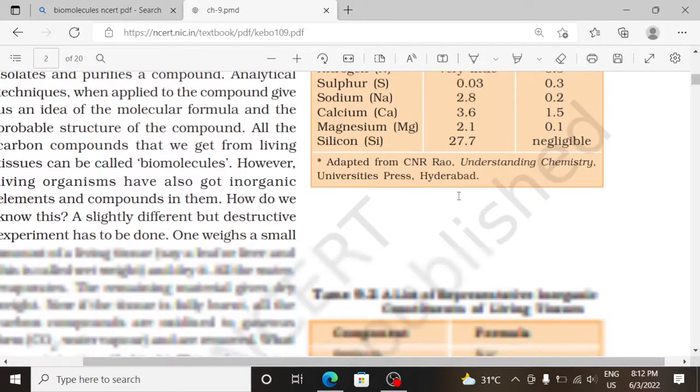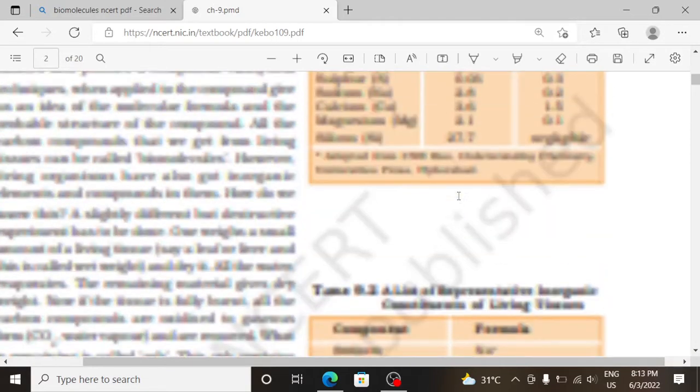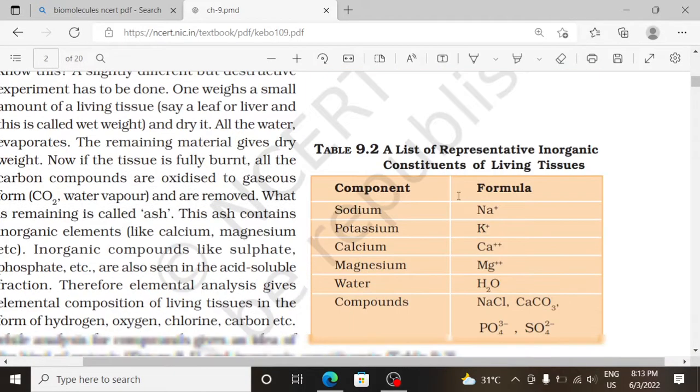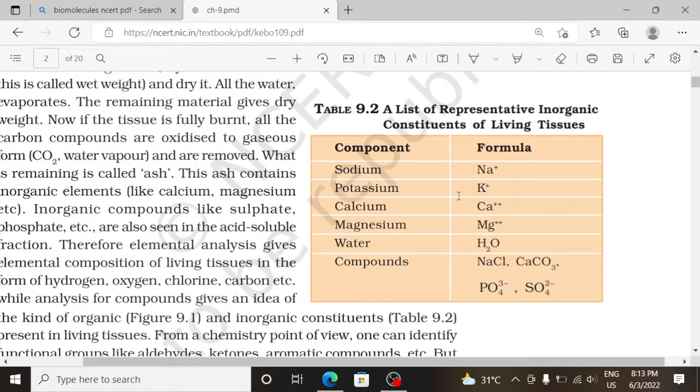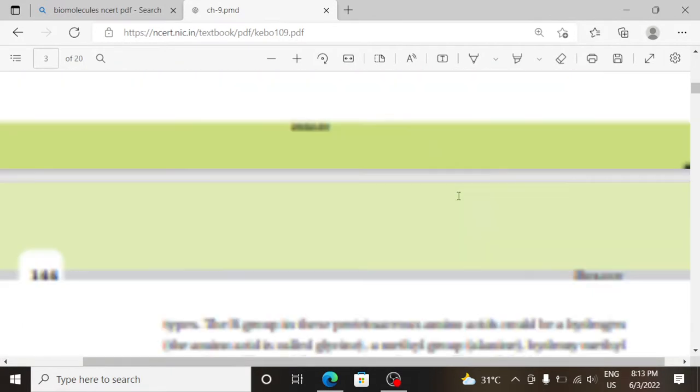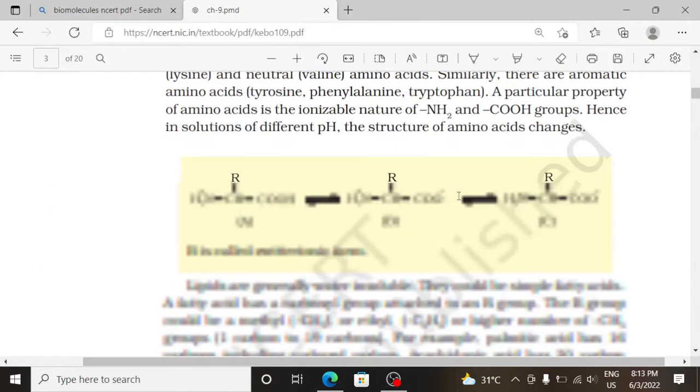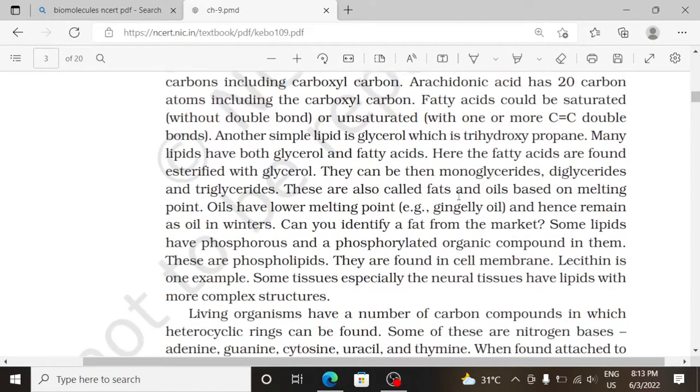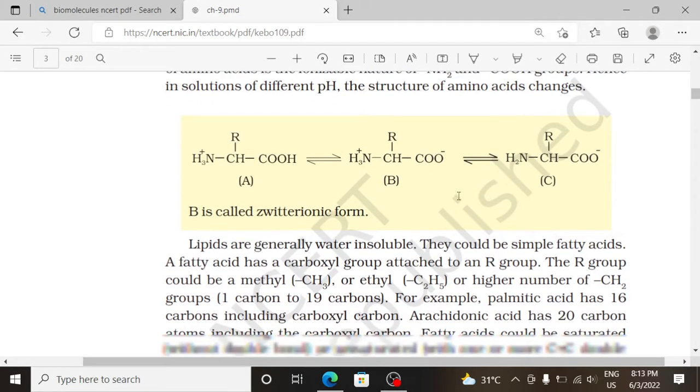Then a list of representative inorganic constituents of living tissues: sodium Na+, potassium K+, calcium Ca++, magnesium Mg++, water H2O, compounds NaCl, CaCO3, PO4 3- and SO4 2-. Then this is a reaction. I have to read it through the book only, I cannot recite it in the recording.